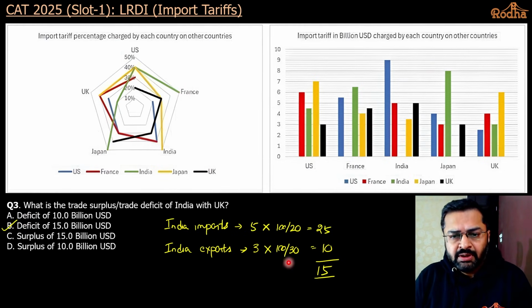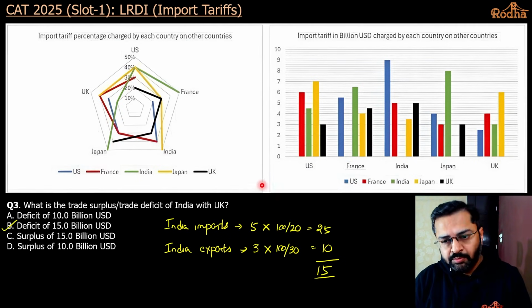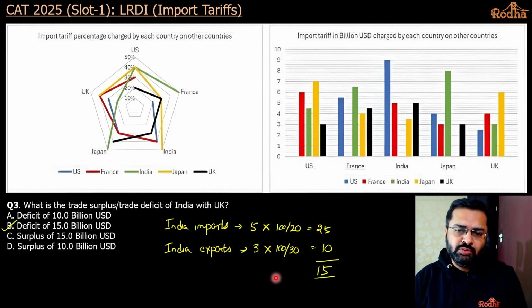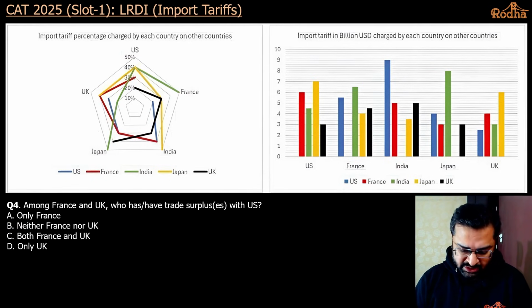Nothing else is needed. Had the language of the question been what is the trade surplus or trade deficit of UK with India, the answer would have become 15 billion USD surplus, right? So whatever is the deficit for India becomes the surplus for UK. If one is exporting more, the other country in a pair of countries is importing more. So here India is importing more, so UK is exporting more. We just had to calculate this value. Got this? This is again not much. This is pretty simple. And let's look at the last one.